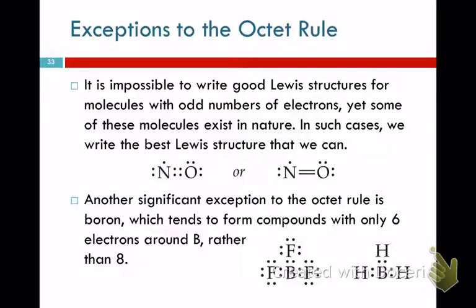So there are some exceptions to the octet rule. NO, for example, can't satisfy the octet rule because nitrogen has 5, right? Oxygen has 6. That makes for 11 total. You will always have an unpaired electron there, okay?